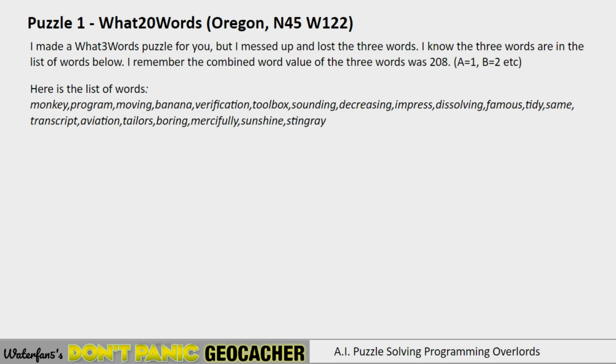And so monkey would start with an M, so 13, O, 15, and basically you add all those numbers together. To solve this puzzle, you can probably think about what you would do, right? You would have to try 3 combinations and hope that the three words that you pick have a combined value of 208, and if they do, then at least you know you have the right 3 words. Hopefully there's only one combination that goes to the word value 208.